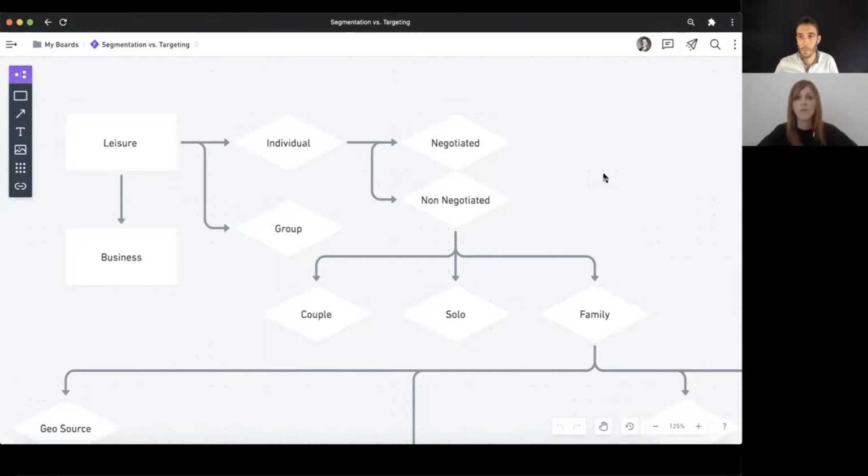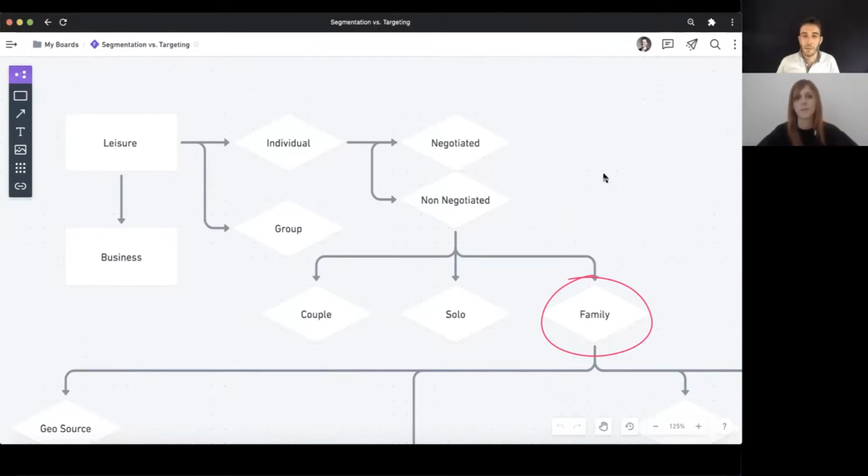In the specific case we are displaying, we analyzed that the kind of demand that we want to target is leisure demand, individual, non-negotiated. Among this segmentation, we still deep dive a little bit on the micro targets, and we understood that there are in the non-negotiated leisure individual demand 3 different targets: couples, solo, and family. For the scope of the exercise, we will focus our attention on the family target.